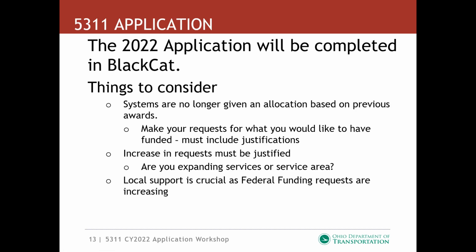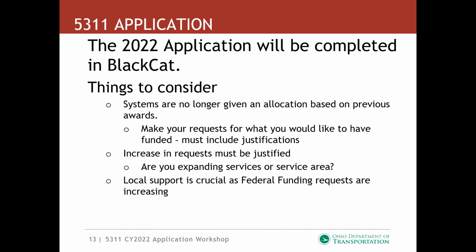So the 2022 application, as in previous years, is going to be completed in Black Cat. I just want to remind everybody again, ODOT is not giving an automatic allocation to systems like they have in the past. You need to develop your annual budget for the expenses and revenues that you expect for 2022, and then submit those requests to us, requesting the federal dollar amount that you need to meet your budget goals, as well as any state general revenue funds that you may need for assistance in matching.